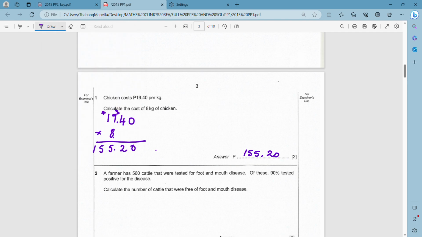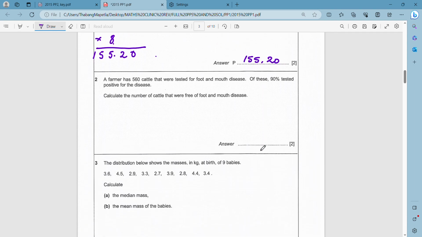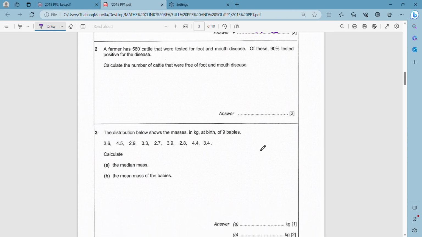So we can move on to the next question. You get 2 marks. We are given units there, so we simply write our final answer in the answer space. We have to first know what the question says. Number 2 says a farmer has 560 cattle that were tested for foot and mouth disease. Of these, 90% tested positive for the disease. So calculate the number of cattle that were free of the foot and mouth disease.